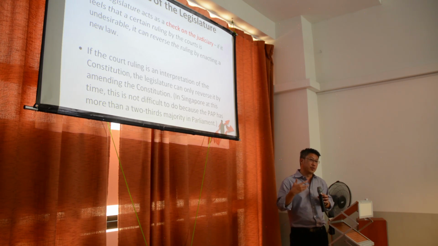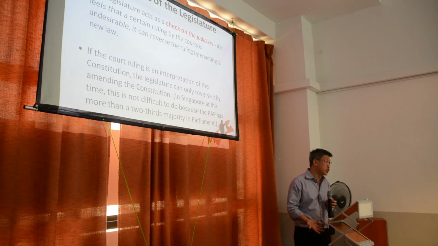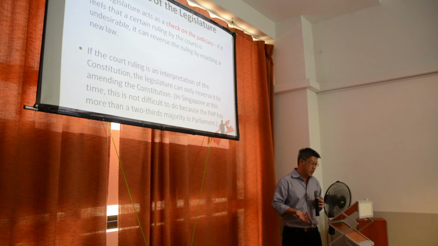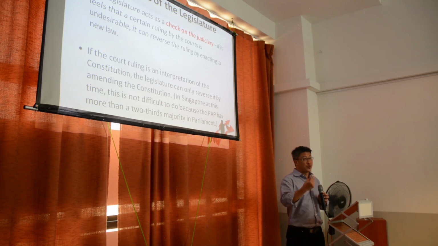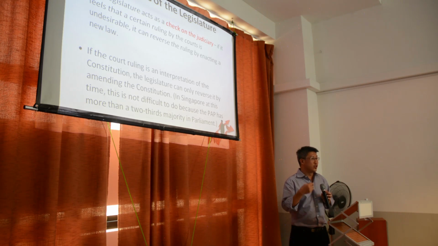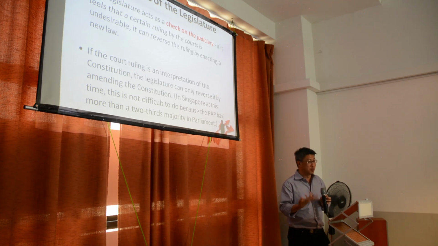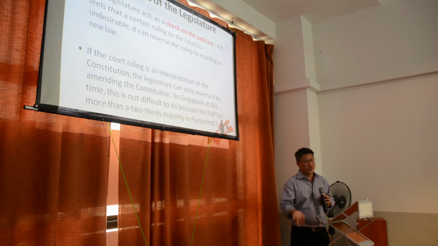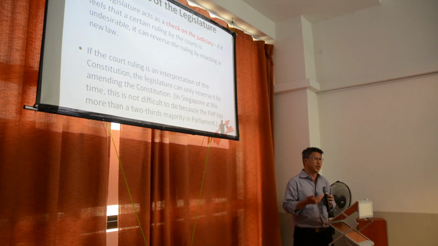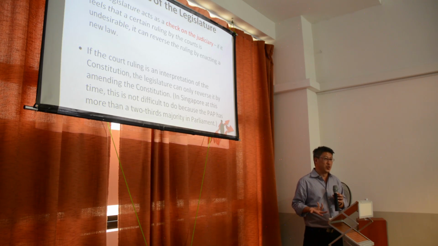But of course, if the ruling in question is a constitutional ruling, then you would actually have to amend the Constitution in order to override this. And it's slightly more difficult to amend the Constitution. The normal percentage you would need is at least a majority of MPs in Parliament. And as we know, the PAP has over 90% of the seats in Parliament, so it's very easy to achieve a simple majority. It is also actually not that difficult for them currently to amend the Constitution because all you need is 2/3, 66.6%, to amend the Constitution.